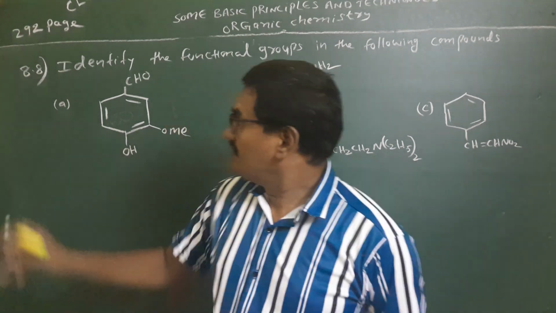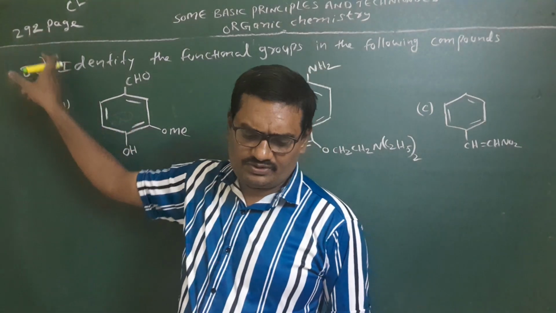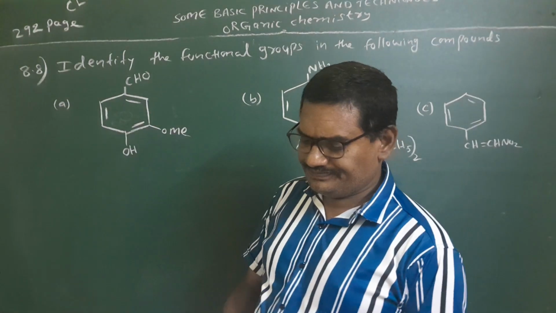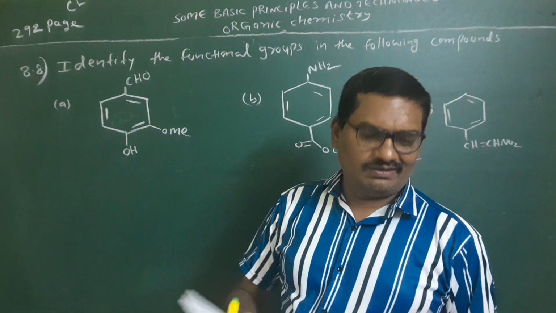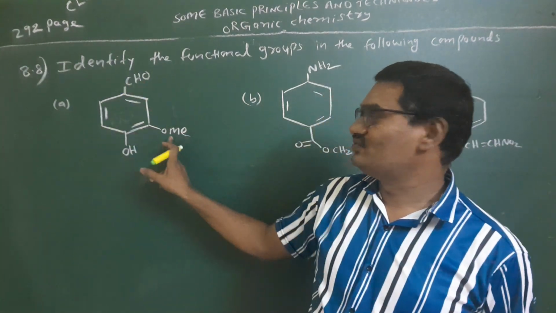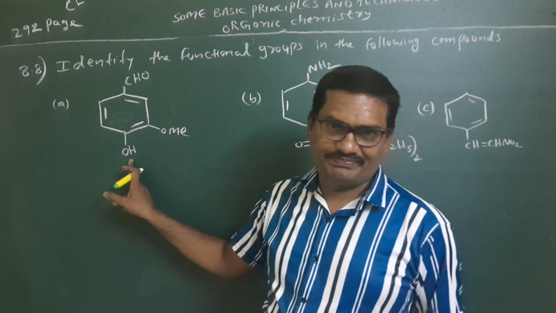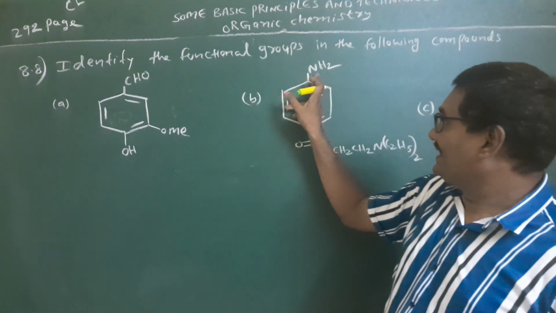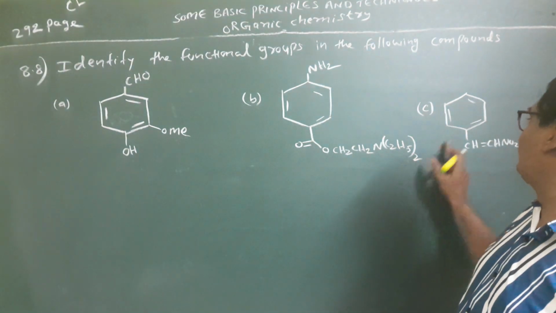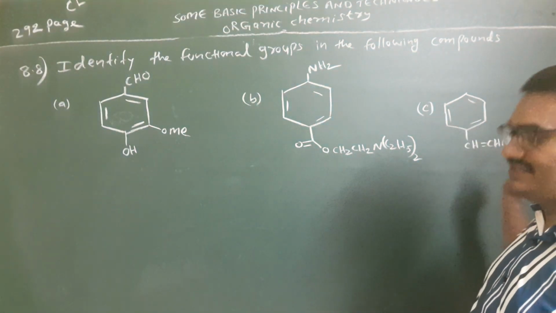Identify the functional groups in the following compounds, 8.8, page 292. First one, benzene ring with CHO, OMe, OH. Second one, NH2, C double bond O, CH2 CH2 and CH5 double bond CH double bond CH and water.